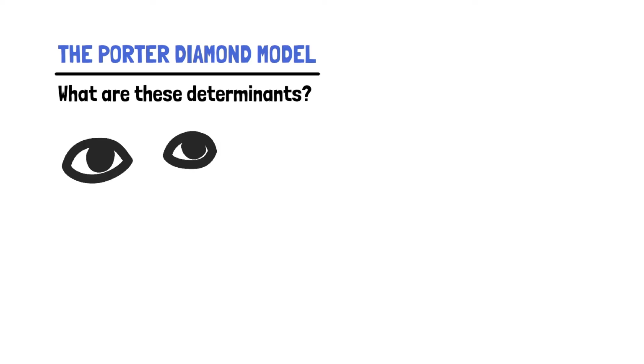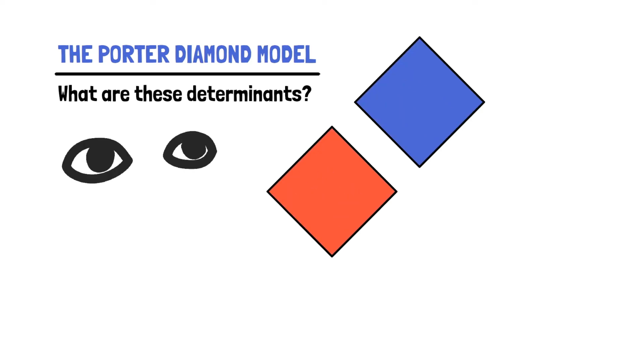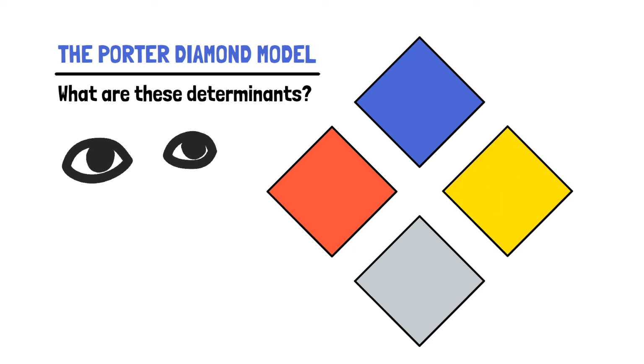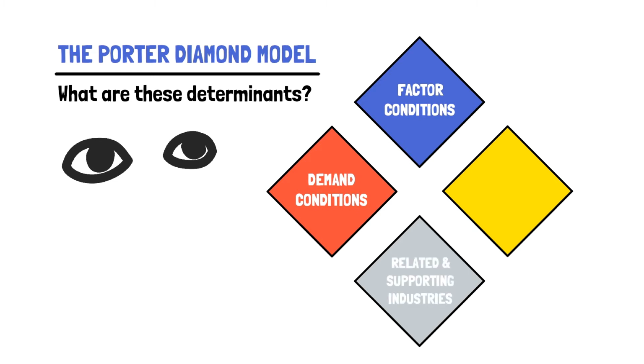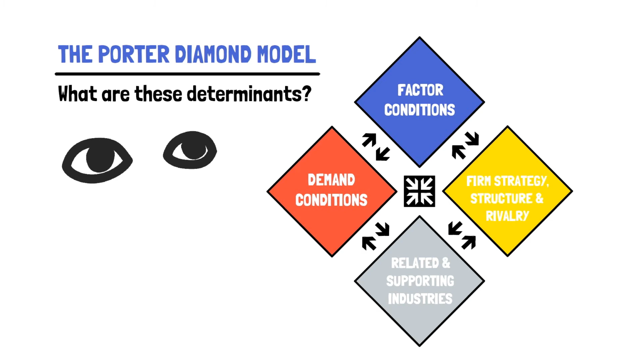What are these determinants? The 4 determinants of the Porter-Diamond model are as follows: factor conditions, demand conditions, related and supporting industries, firm strategy, structure, and rivalry. Let's discuss each determinant one by one, starting with factor conditions.